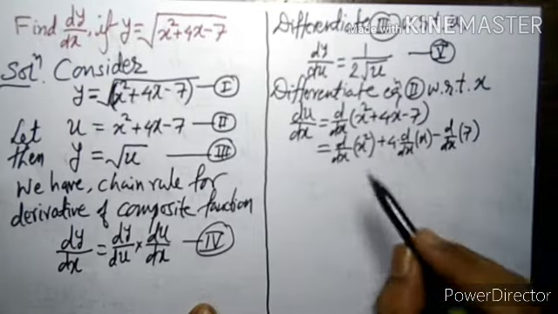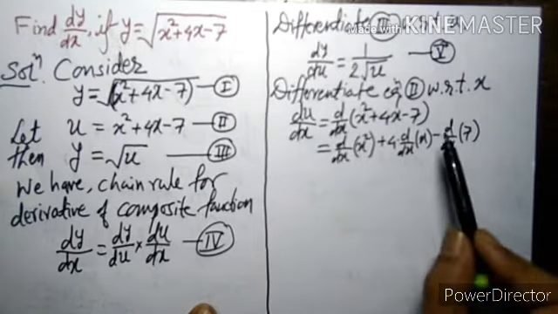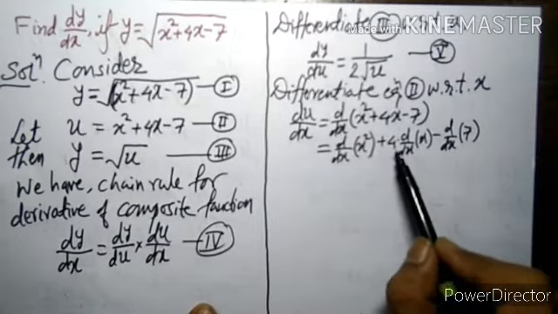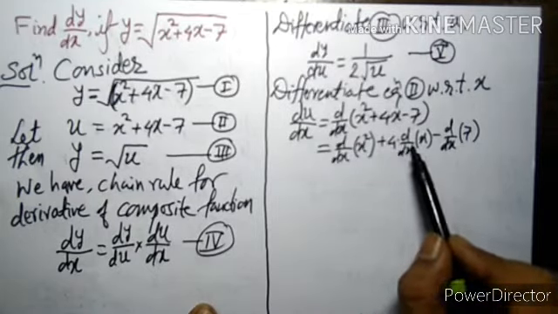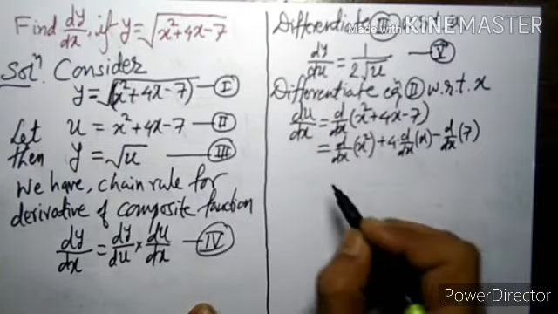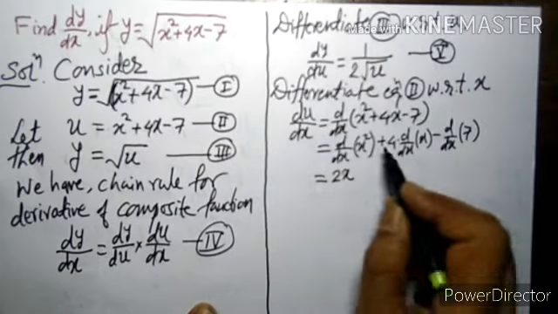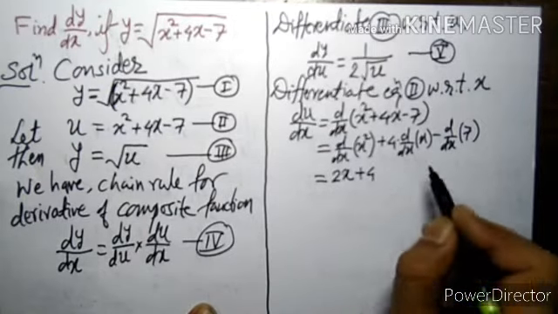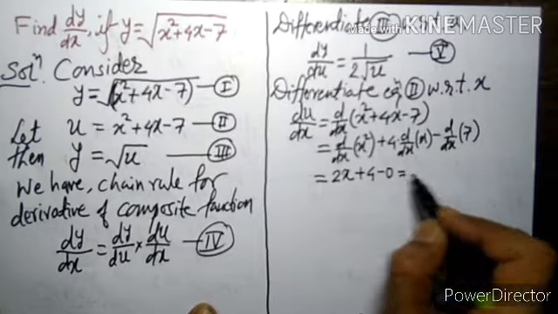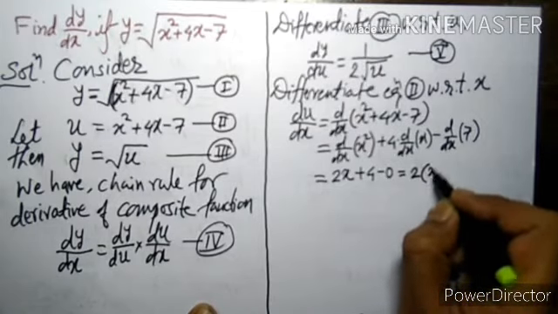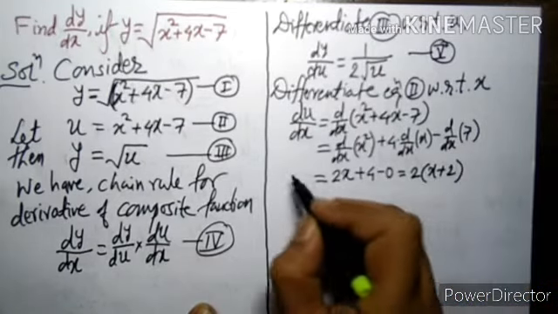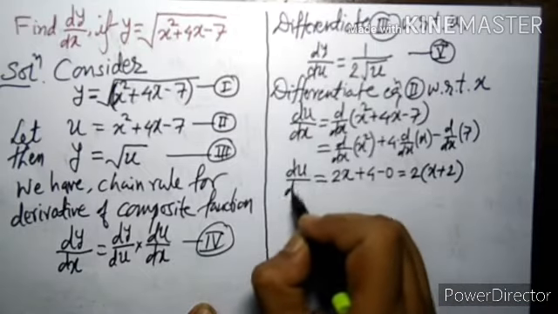Derivative of a sum is equal to the sum of derivatives, derivative of a difference is equal to the difference of derivatives, and here we have used one more property. When we have a product, the constant can be taken outside the derivative. Now the derivative of x square is 2x, plus 4, minus 0. So taking 2 common, it is 2 into x plus 2. This is du by dx, equation 6.